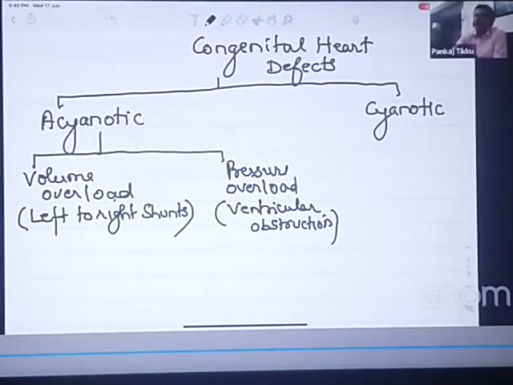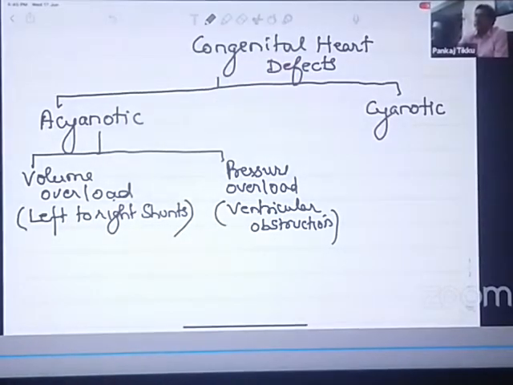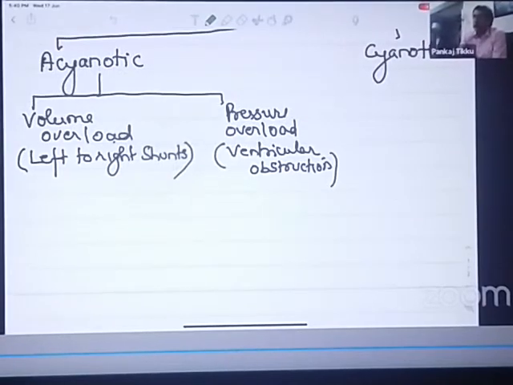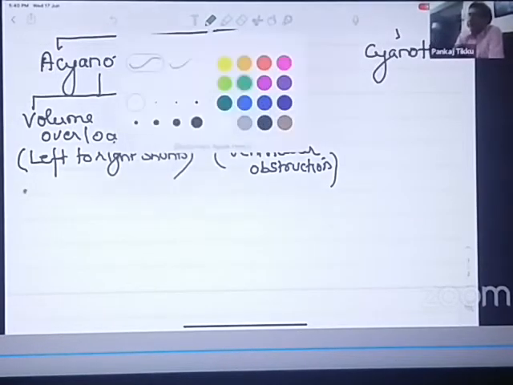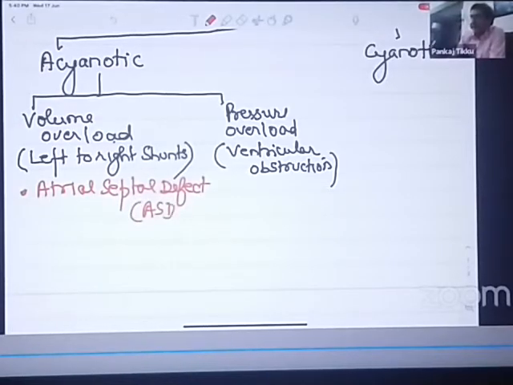Let us see the heart diseases which fit under these categories. So volume overload lesions, which are the heart diseases which fit under this category? The first heart disease which fits under this category is atrial septal defect. In short, it is also called ASD, atrial septal defect.